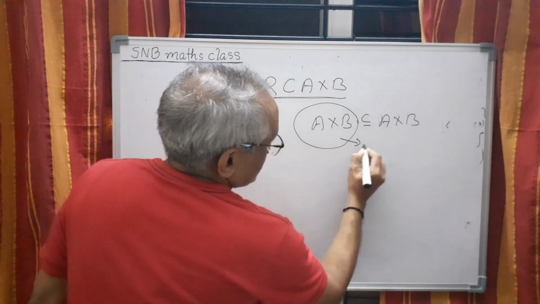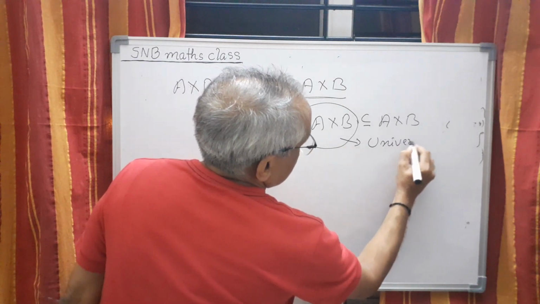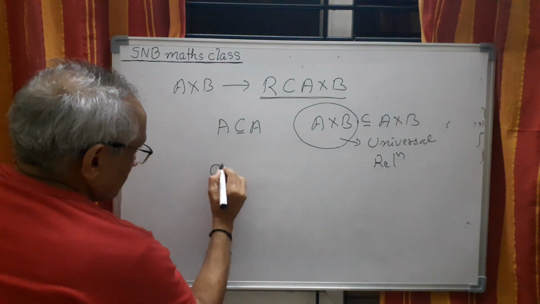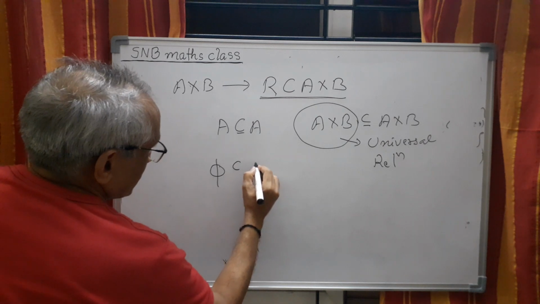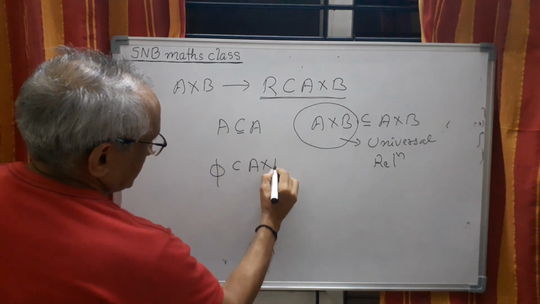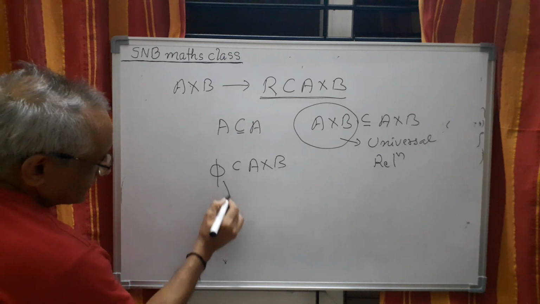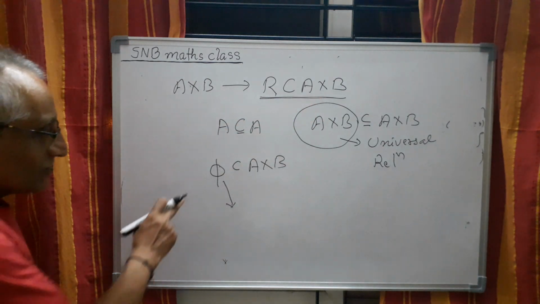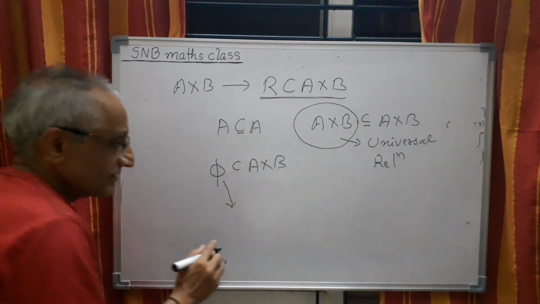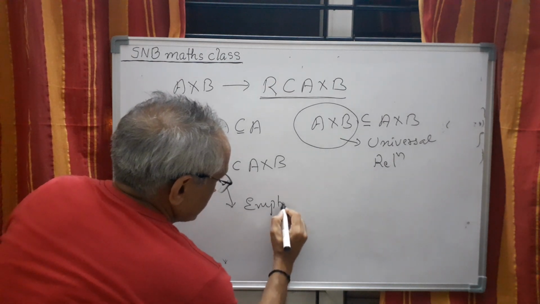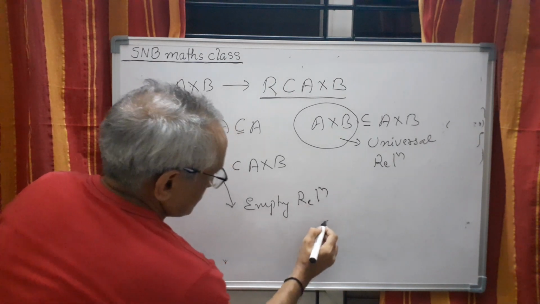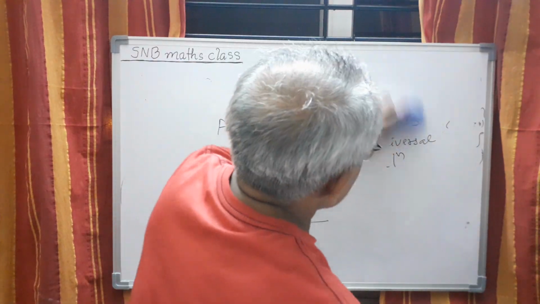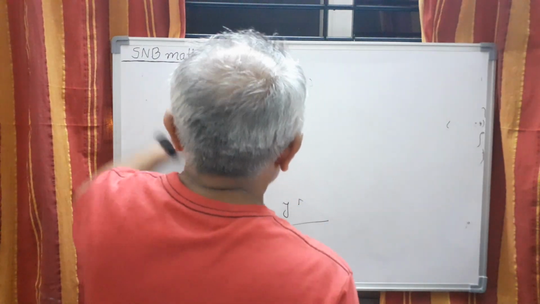And this relation is called the universal relation. Then we also know that phi, the empty set, is a subset of any other set. Therefore, it should be a subset of A cross B also. So this is also a relation, because any subset of A cross B is a relation. So phi is a subset, therefore it is also a relation. This is called the empty relation. In your present textbook, second year, they have given very interesting examples on empty relation and universal relation.